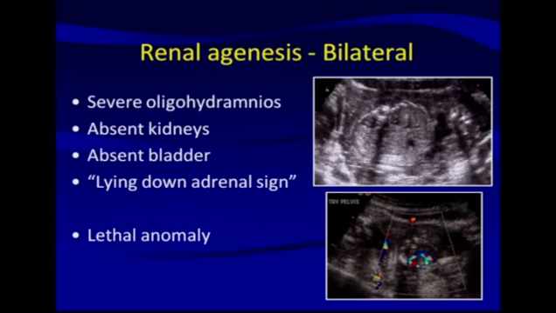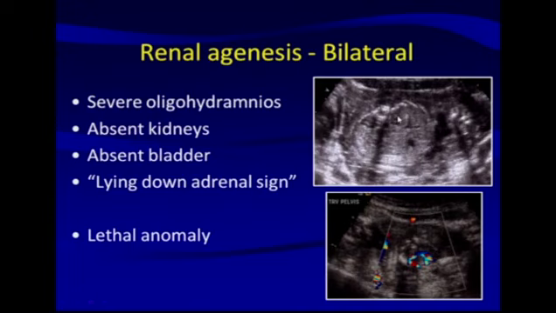Now, what happens if the kidneys don't develop on either side and you have bilateral renal agenesis? Well, this is a lethal abnormality, unfortunately. You're not going to be seeing the kidneys in the renal fossa. When we look here in this particular case, we see these little hypoechoic areas adjacent to the spine, which actually are the somewhat bunched up adrenal glands, not the kidneys.